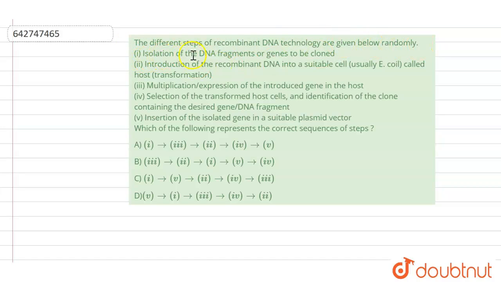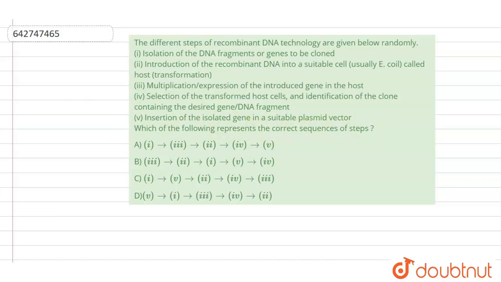Hi everyone, our question says the different steps of recombinant DNA technology are given below randomly. 1. Isolation of DNA fragments or genes to be cloned. 2. Introduction of recombinant DNA into a suitable cell called host. 3. Multiplication or expression of the introduced gene in the host. 4th, selection of the transformed host cells and identification of the clone containing the desired gene or DNA fragment. 5th, insertion of the isolated gene in a suitable plasmid vector. Which of the following represents the correct sequence of steps?